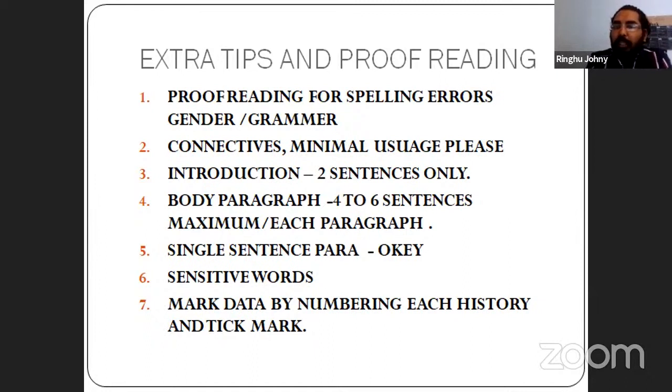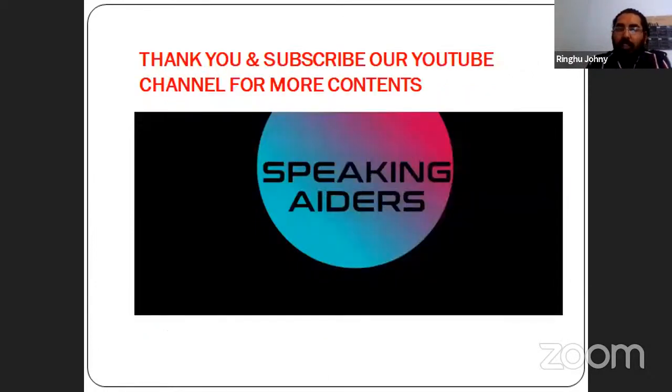Then mark data by numbering each history and tick mark. Like I discussed earlier, put present history as 1, past history as 2, social as 3, and discharge advice as 4. After writing each data, make a small tick mark. And that's the end of our discussion.